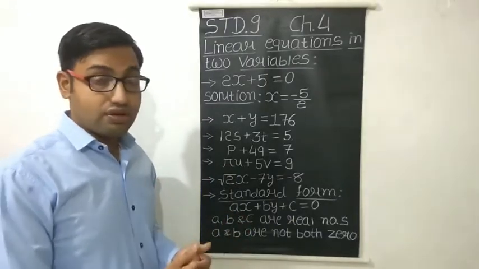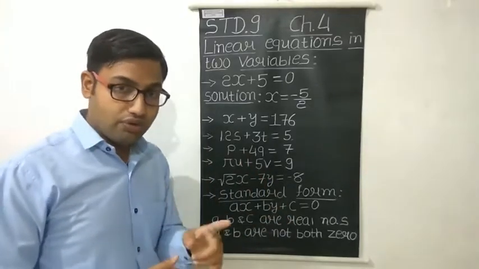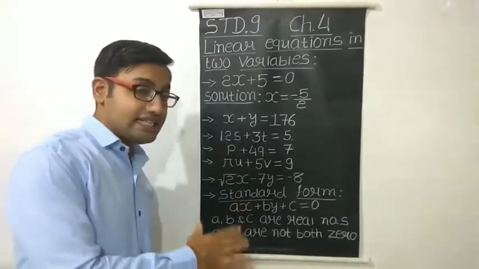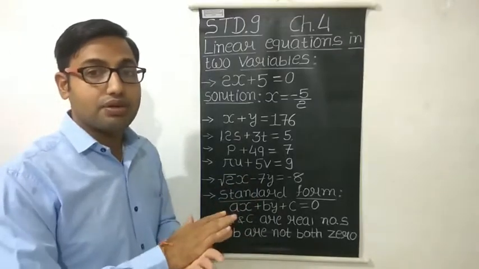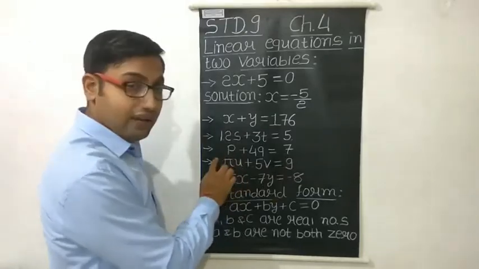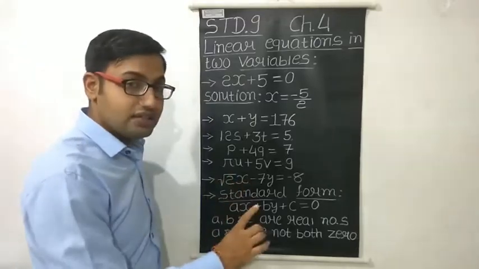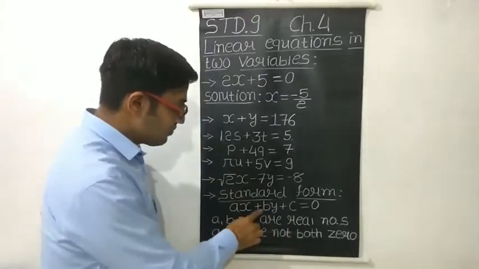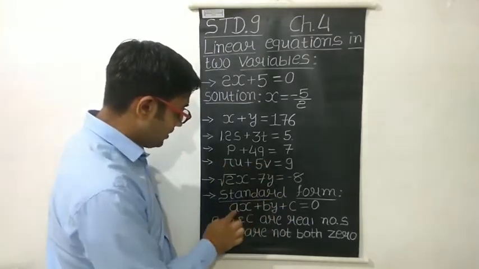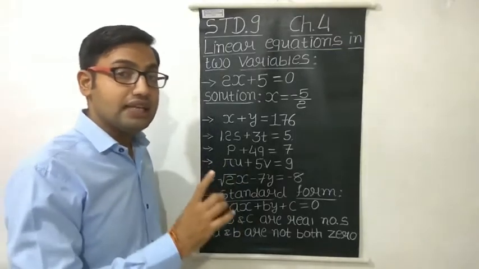For which set do we have to take the value of a, b and c? A, b and c are the real numbers. And you know very well now what real numbers are. Real numbers contain the rational numbers and irrational numbers both. So here, in this example, what is the value of a? If we compare this with this, what is a? A is the coefficient of x. And b is the coefficient of y. So when we compare this equation with this, the value of a we get is equal to pi. And pi is an irrational number.